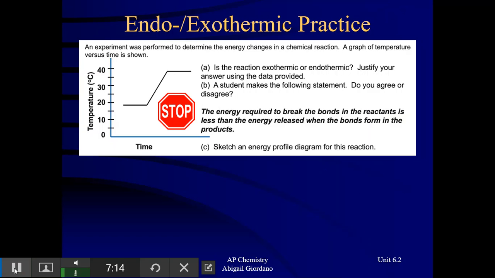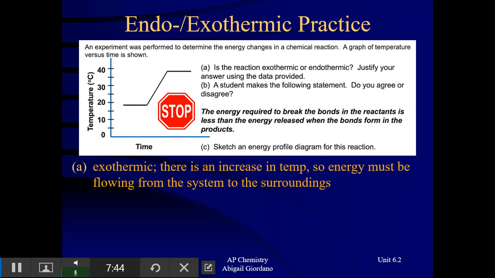All right, so as I said, guys, this graph that you're presented with, you need to be careful. That graph is not an energy profile. It's just showing how the temperature changes. And as I can see, the temperature went up. Let's remember from unit 6.1, if a reaction shows an increase in temperature, feels hot to your hand, that is an indication of an exothermic reaction.